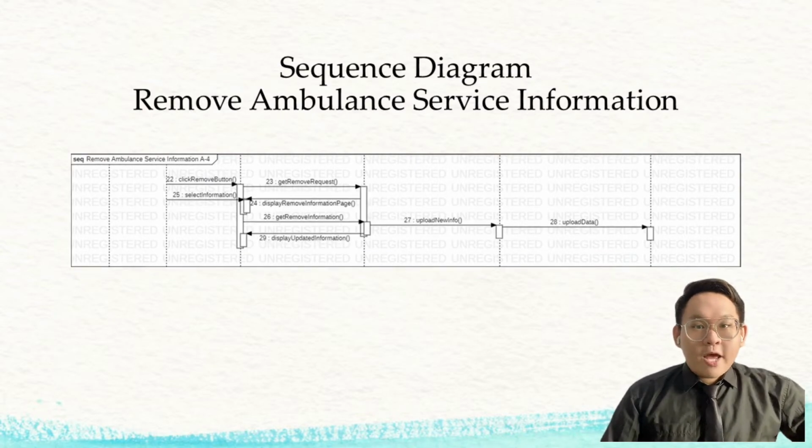Next, remove the ambulance service information. The staff can remove the unwanted information by clicking the remove button and selecting the information that they wish to remove. The system will remove the selected selection and display the updated information.